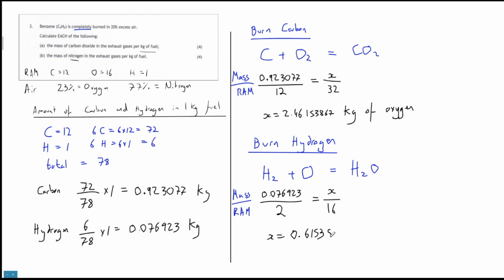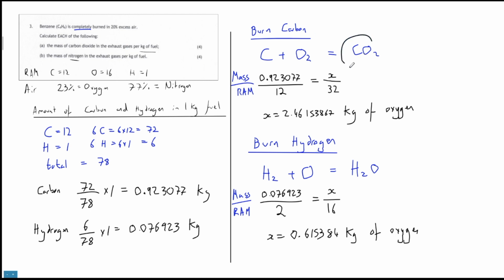6153, 84. So this is the kg of oxygen required to burn all that hydrogen, which is really good. Like I said, we don't need it right now. Going back to the question, because I always read the question and I get a bit lost in all this. The mass of carbon dioxide in the exhaust gas, and the amount of CO2. So now, what makes the CO2?